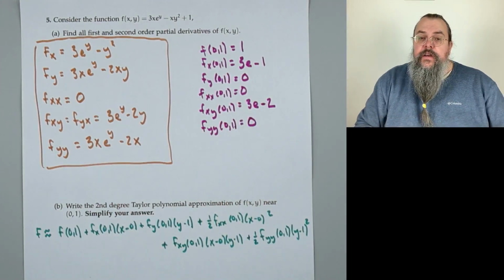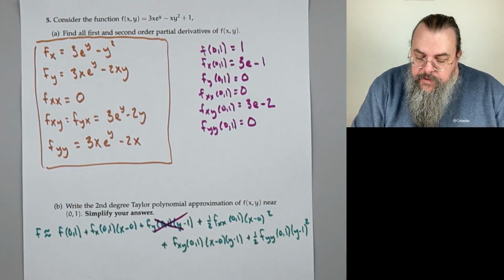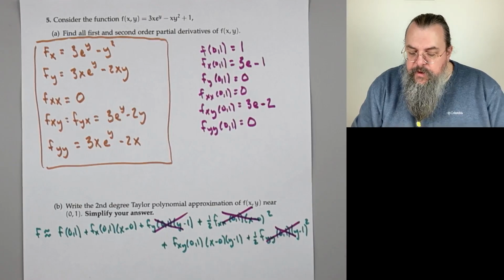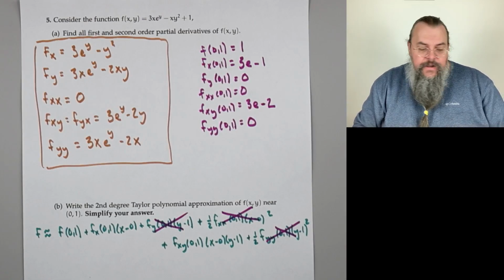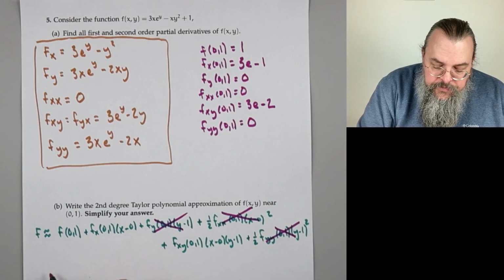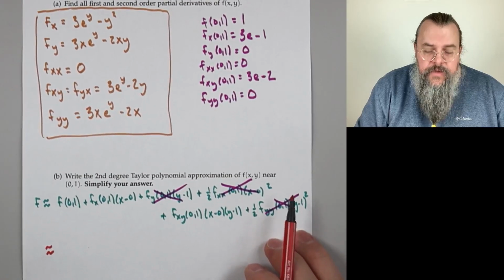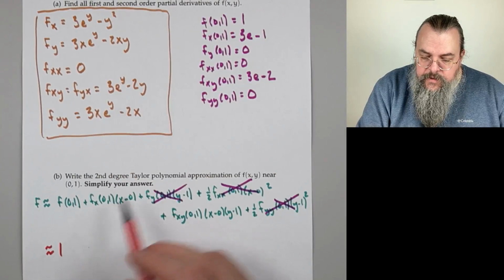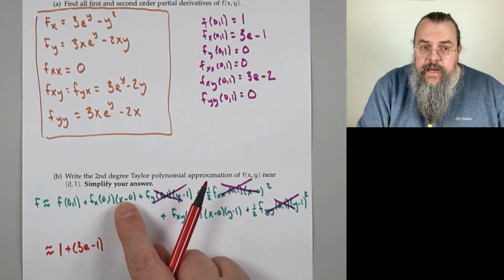So that goes away. Actually, we see right away that our fy term goes away, our fyy term goes away, and our fxx term goes away. Wow, that's lovely, lovely. Okay, so what do we have? What's left? Well, we have the following. We have our f of 0, 1, which is 1, and fx at 0, 1, so that's 3e minus 1 times x.